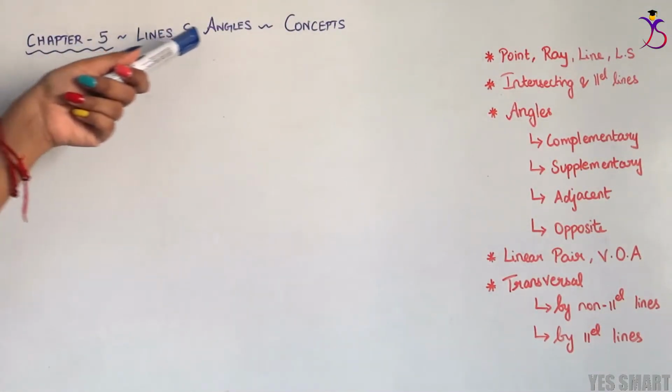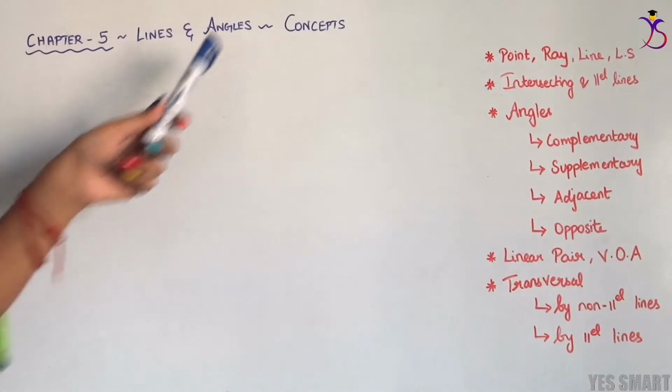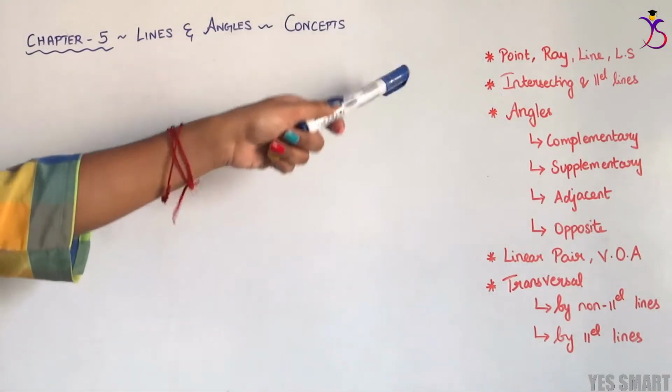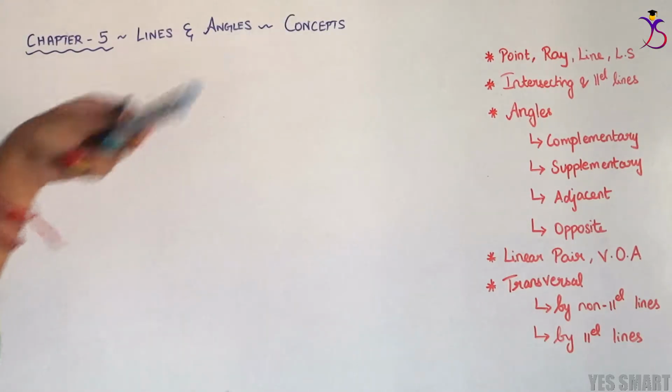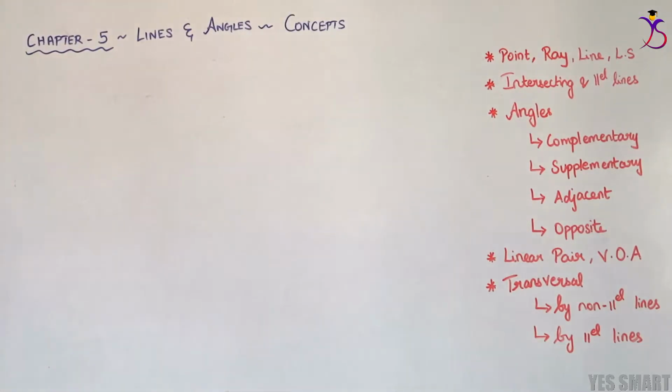Chapter 5, Lines and Angles Concepts. We have these topics in this chapter. Let's look into them one by one. The first one is point, ray, line, and line segment.